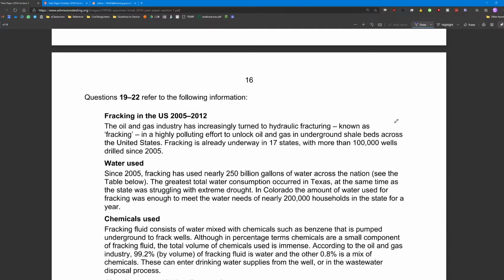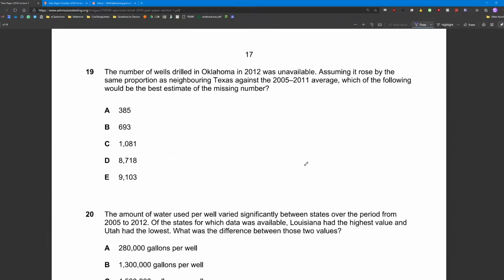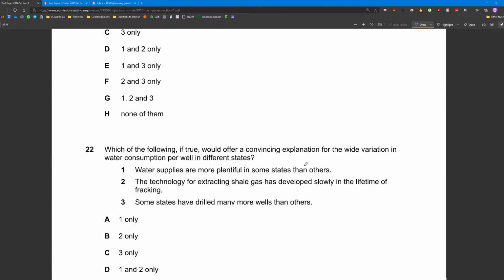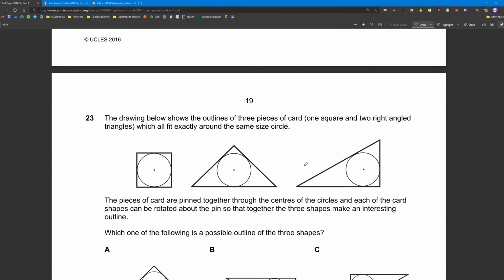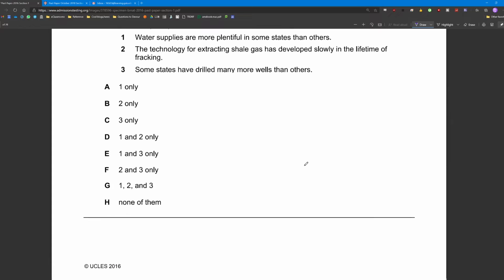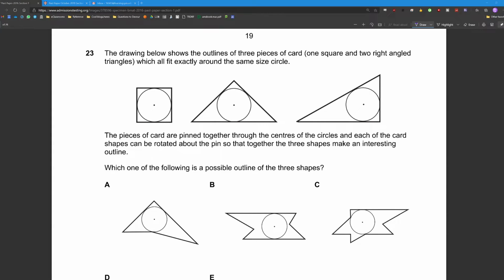Okay, so this is a data analysis question. I think I'm certainly not gonna do the 2018 paper in the same video because that would be a bit insane. I think this video is gonna get pretty long already. I'm gonna cut it off after this paper.